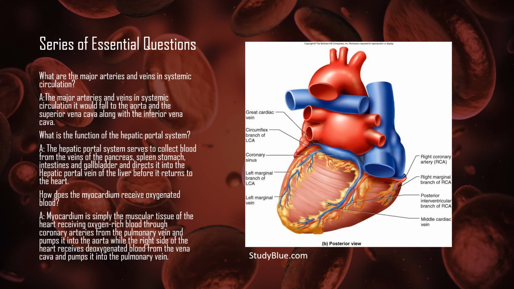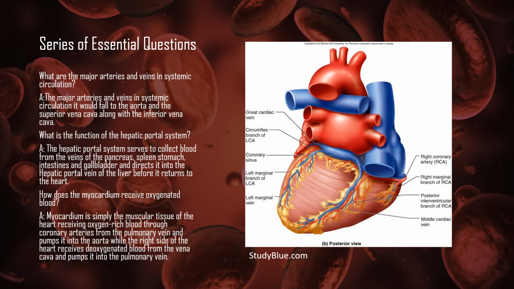Now we see a series of essential questions. The first one is, what are the major arteries and veins in systemic circulation? The major arteries and veins in systemic circulation are the aorta and the superior vena cava, along with the inferior vena cava. The next question is, what is the function of the hepatic portal system?